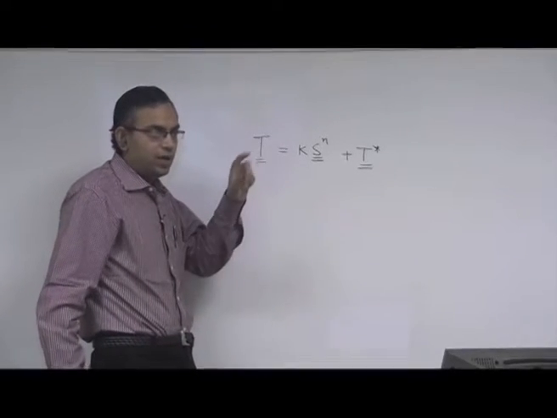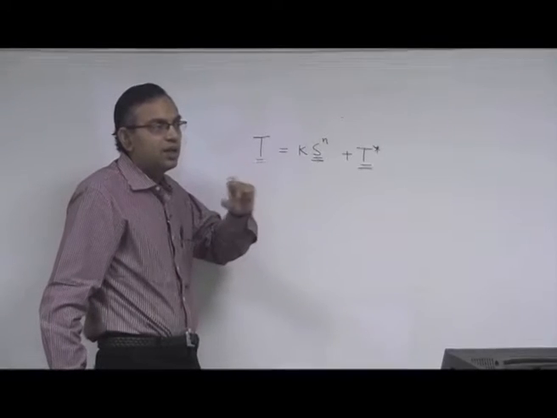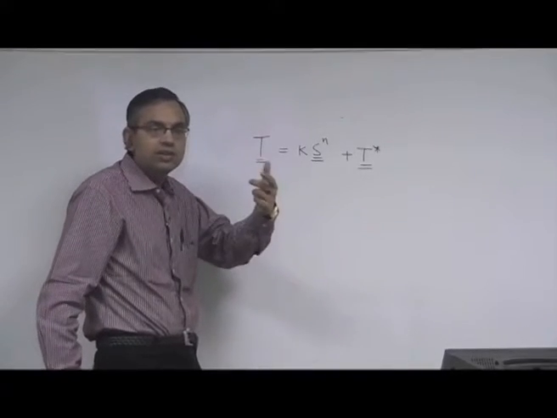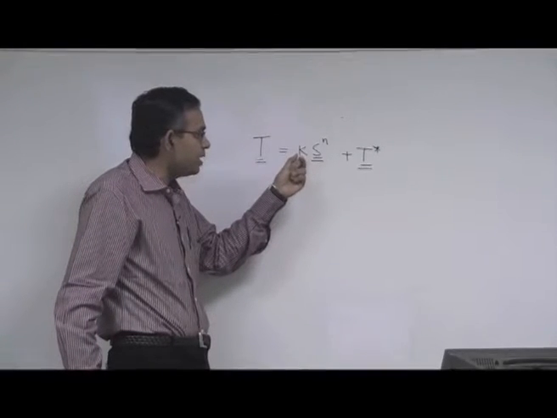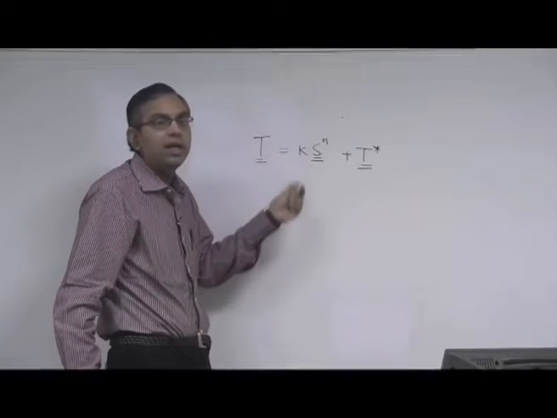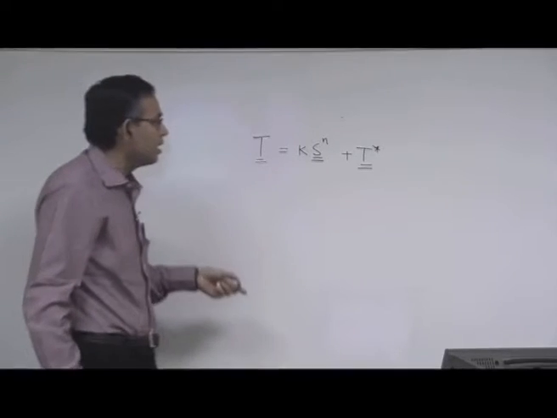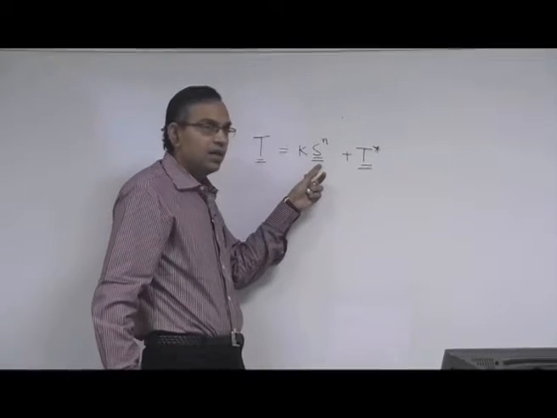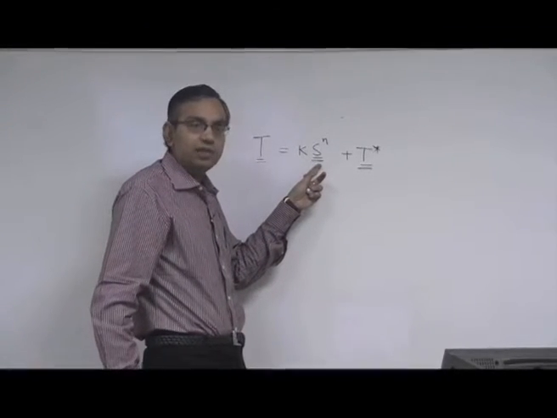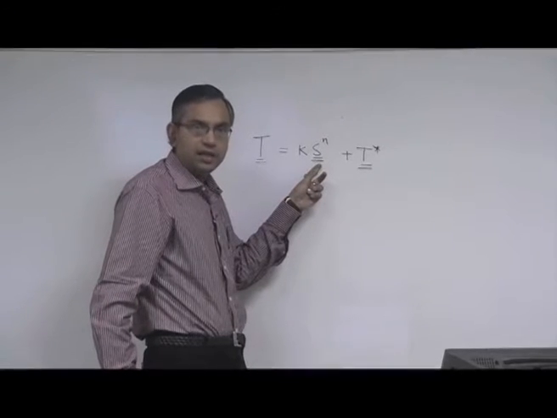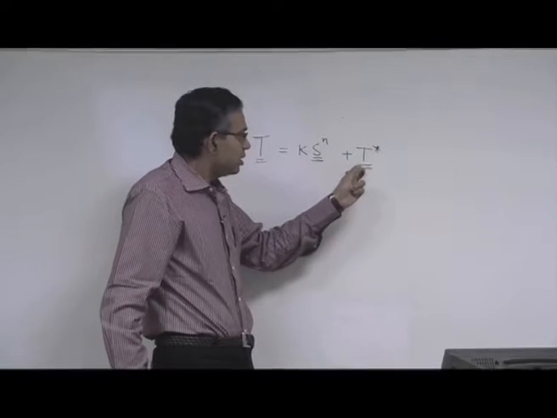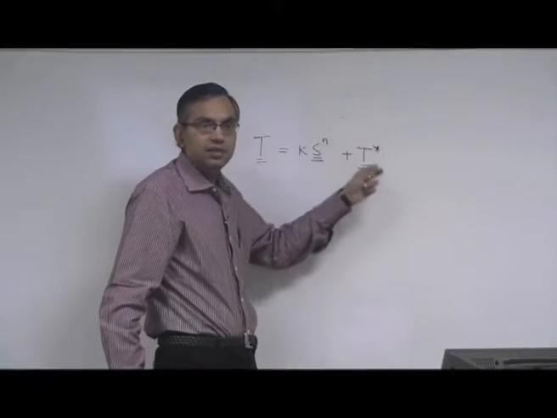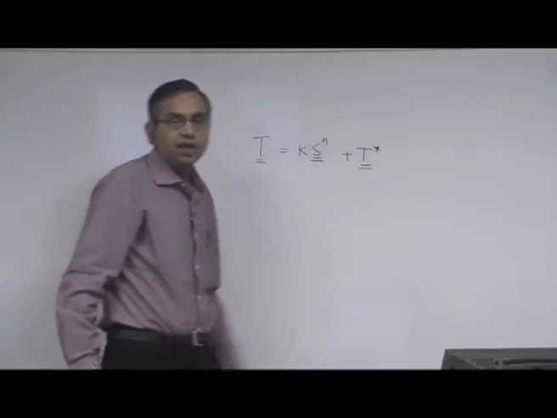I mean, we will not get into the details of what a tensor dyadic is and all those things, but we will be in a position to simply write the expression for a one dimensional scenario. This S is the rate of deformation tensor dyadic, and this T star is the yield stress tensor dyadic.